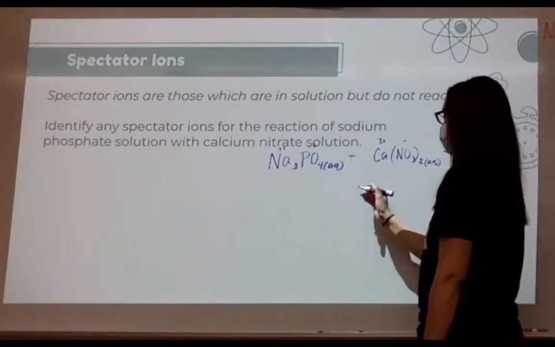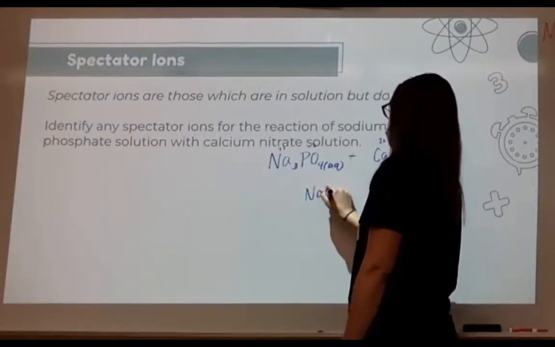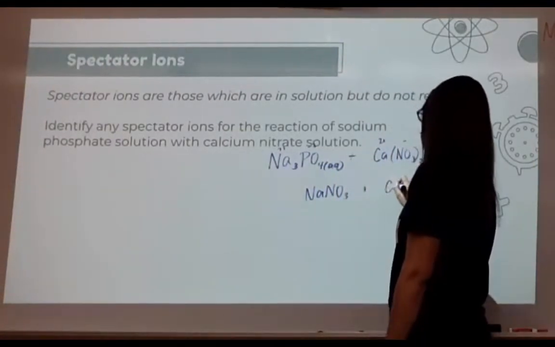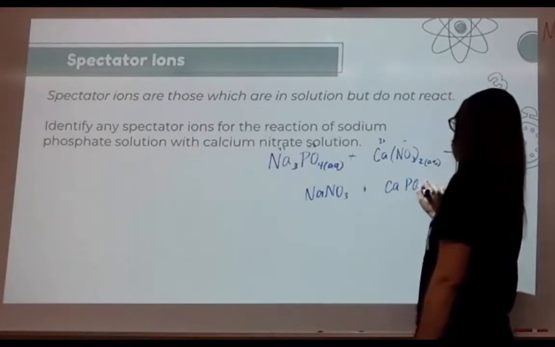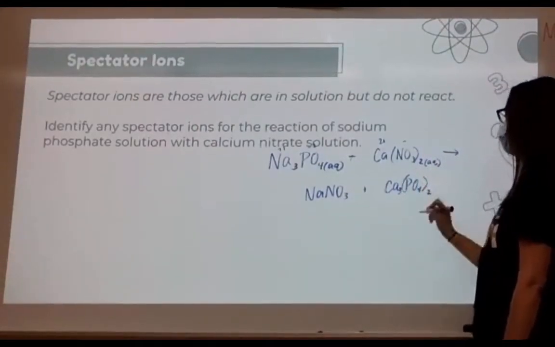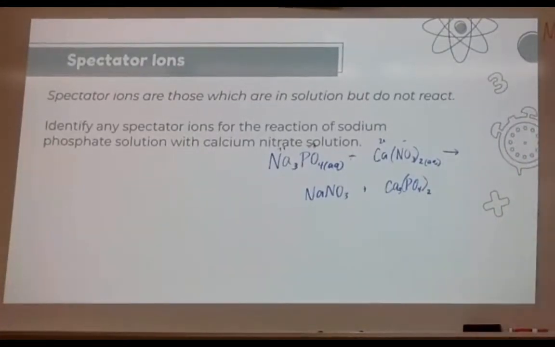So it's a double replacement reaction. Na is going to combine with NO3. Ca is going to combine with PO4. So we have Ca3(PO4)2. So again, you always have to check the charges. Double check.